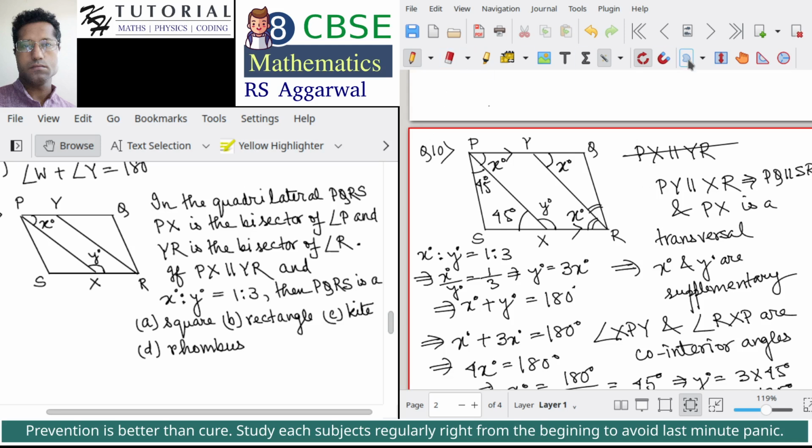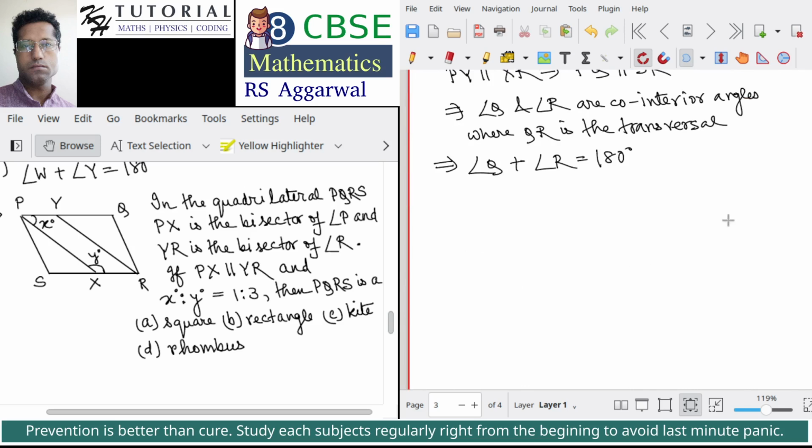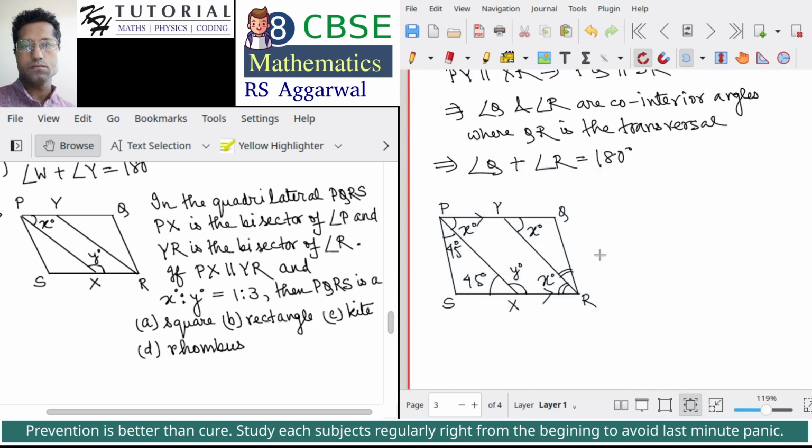Now let me quickly copy this figure so that I can refer. Okay, so we are having this. So X is 45 degree and Y is 135 degree.